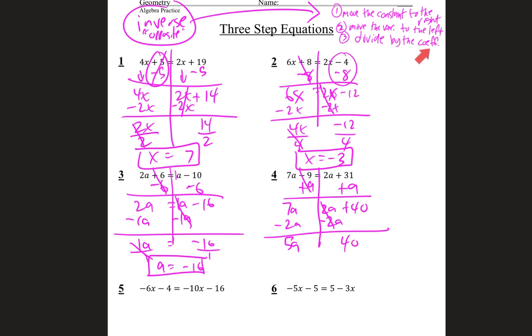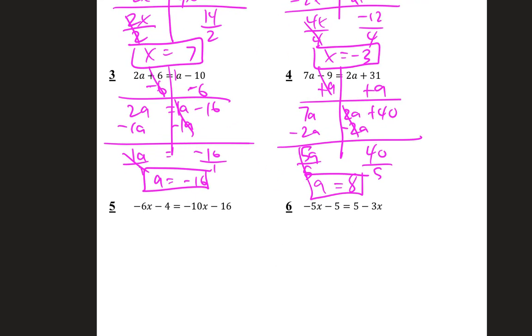Last step, we said we're going to divide by that coefficient. So we're going to divide that side by 5, divide that side by 5, cancels out. A equals 8. Last two, let's do it.